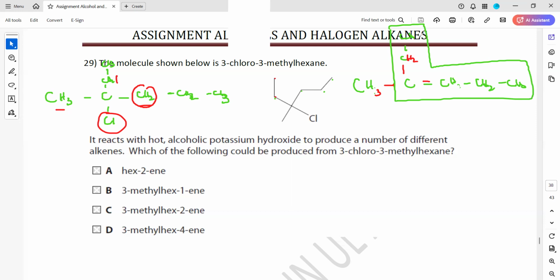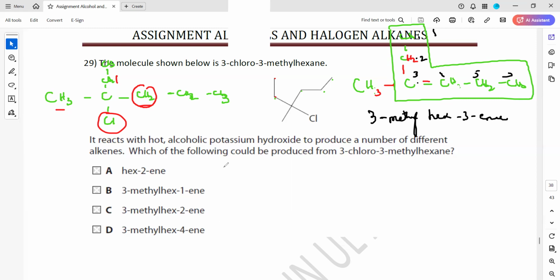So if I count from here, it will be 1, 2, 3. So third position, I have a branch. So this will be 1, this will be 2, this will be 3. So third position, I have a branch. In third position, I have the methyl group. So I can say it is 3-methyl. And 1, 2, 3, 4, 5, 6 are there. So it will be hex because of 6. But there is a double bond, so it will be hexene. So it is 3-methyl hexene.